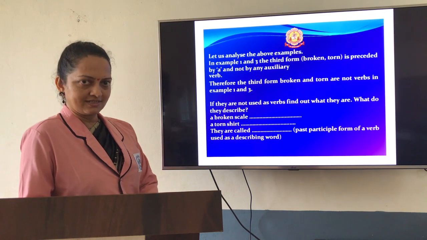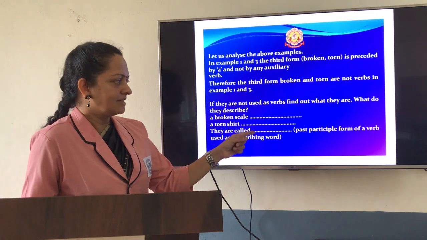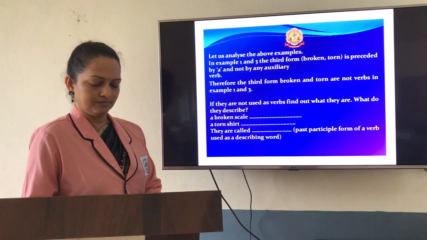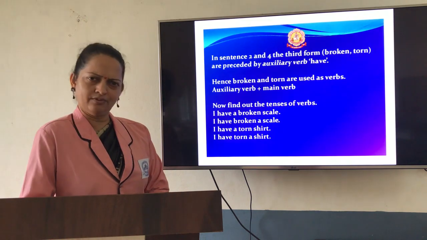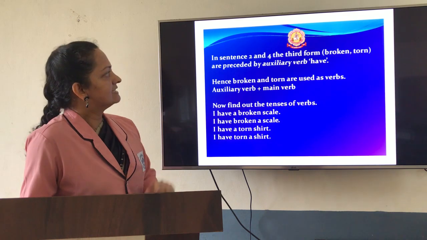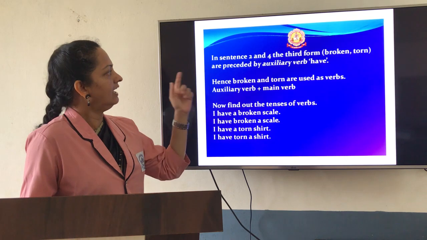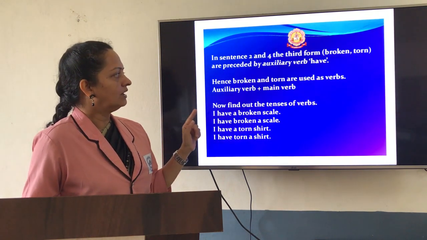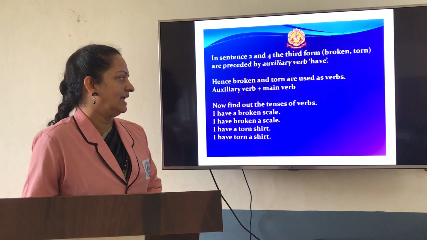Broken scale, what does it describe? Torn shirt. And they are called as dash. What is that? Past participle form of a verb used as a describing word. In sentences 2 and 4, we have already done this. We are just reading what is there. Actually, this will help you to retain it in your brain. In sentences 2 and 4, the third form, broken and torn, are preceded by the auxiliary verb have. Hence, broken and torn are used as verbs, auxiliary verb plus main verb.